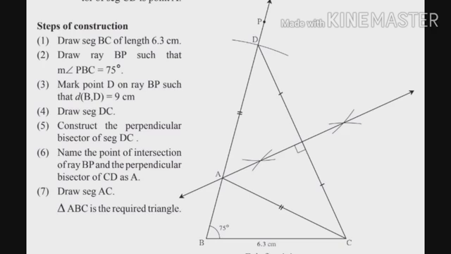Okay. Next, sixth step is name the point of intersection of BP and perpendicular bisector of CD as A. Where the perpendicular bisector intersects the BD, take the point A. Okay. So take that point, point A. Now draw segment AC. Now join point A with C. Now you get your triangle ABC.